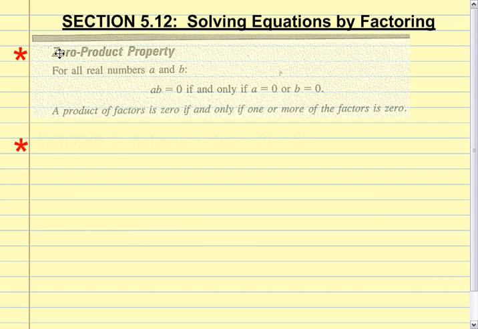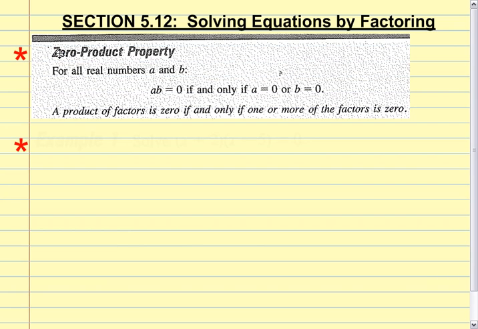Okay, folks, now we're going to solve quadratic equations using the factors. Okay? This is the key idea. And you guys learned this, I don't know, 3rd grade maybe? 4th grade, you tell me.